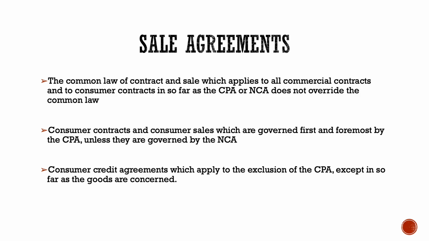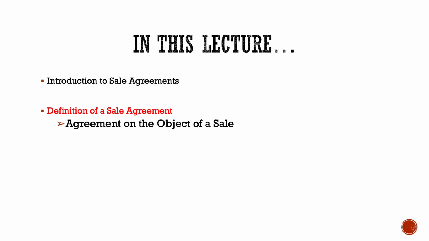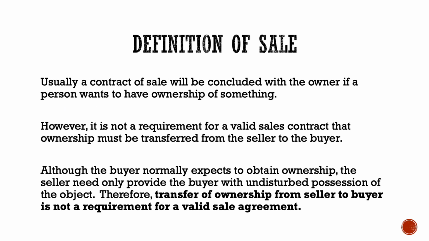The second is consumer contracts and consumer sales, which are governed first and foremost by the Consumer Protection Act, unless they are governed by the National Credit Act. And thirdly, consumer credit agreements, which apply to the exclusion of the Consumer Protection Act, except insofar as the goods are concerned. For purposes of these lectures, we are going to be focusing only on the common law. So we are not going to be looking at the Consumer Protection Act or the National Credit Act.